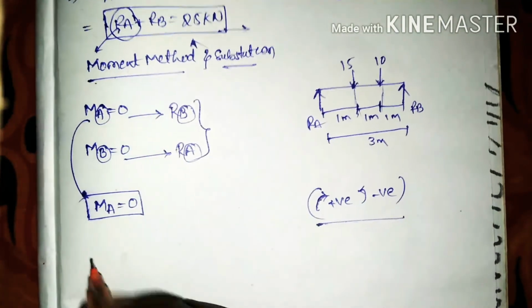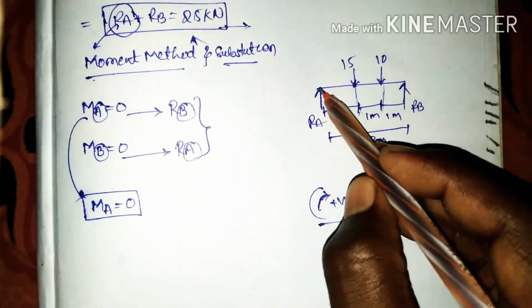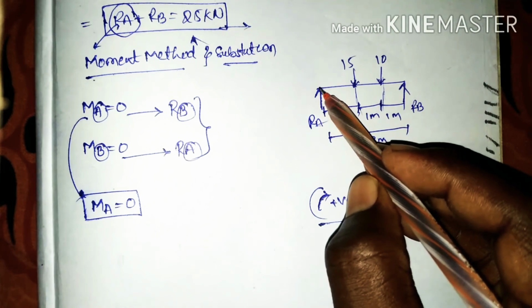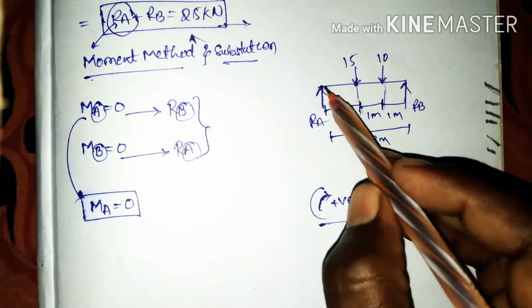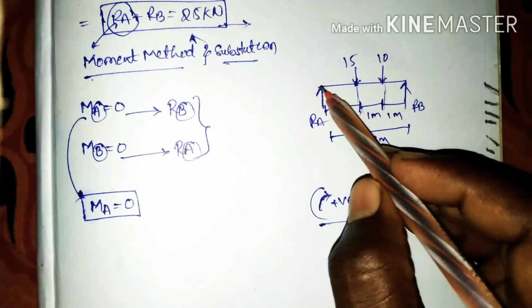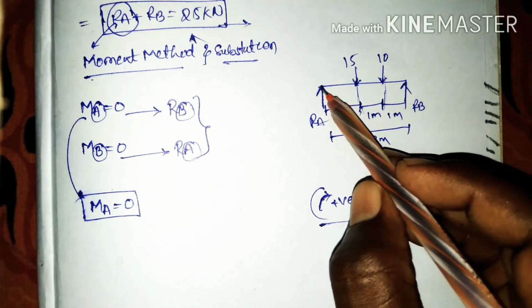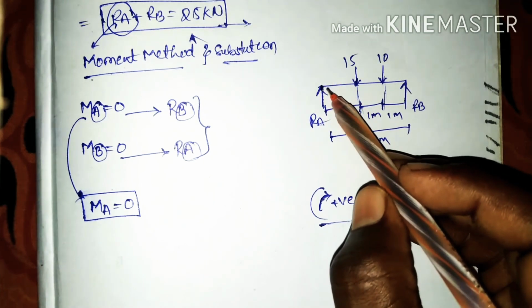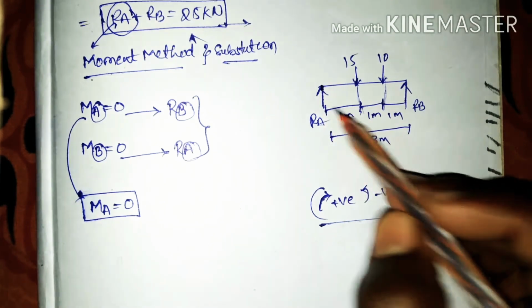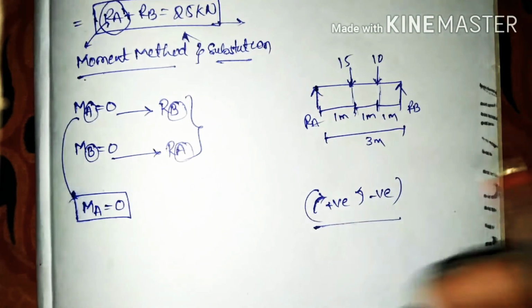According to the equation, here RA is going to be eliminated because we are taking the moment about A, since we don't have any perpendicular distance for RA to multiply with. So in this equation RA is going to be eliminated.